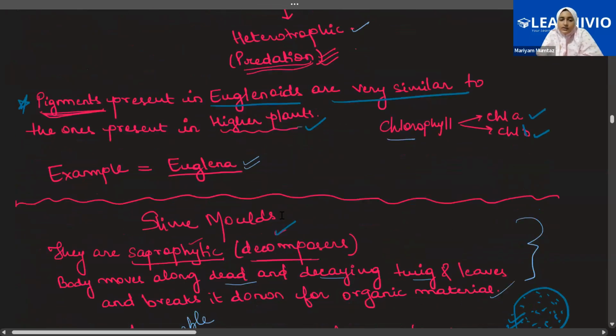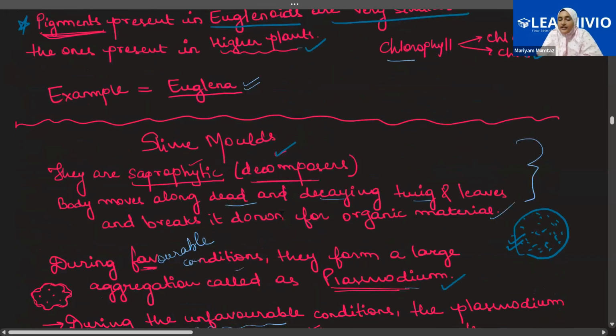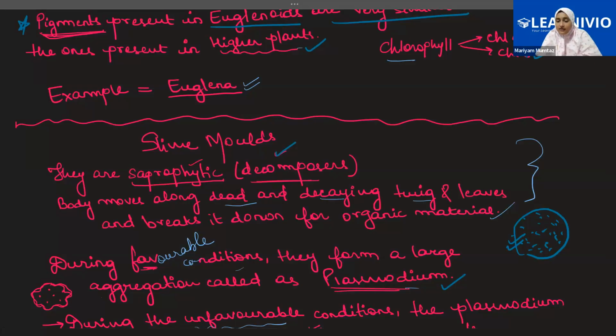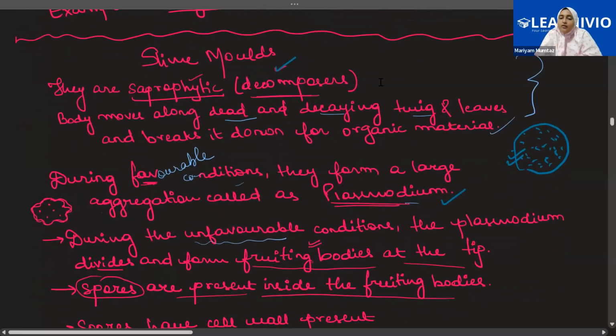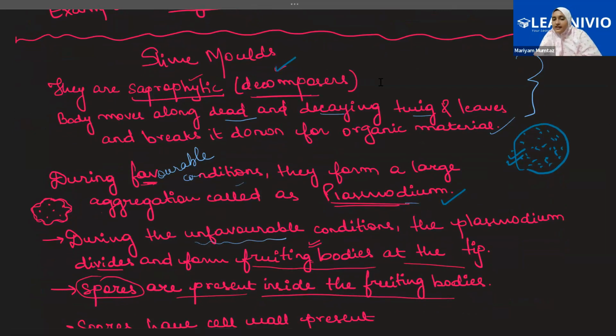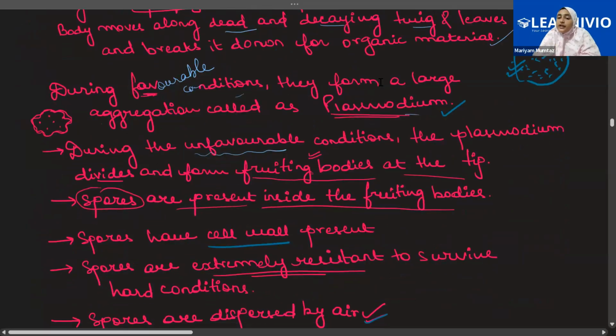Then come the slime moulds. Now the slime moulds are saprophytic organisms. They are decomposers. What happens is that the body moves along the dead and decaying organism and breaks it down, meaning decomposes it. During favorable conditions, they form a large aggregation which is known as plasmodium. Whenever there is a favorable condition. Now, during unfavorable conditions, the plasmodium divides and forms the fruiting bodies at the tip. So this plasmodium is sort of responsible for the reproduction.